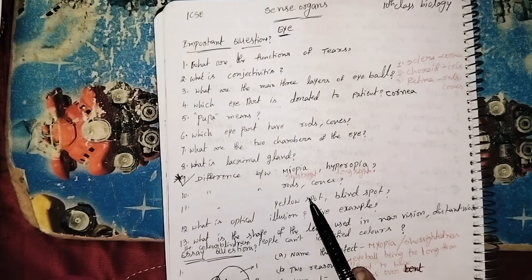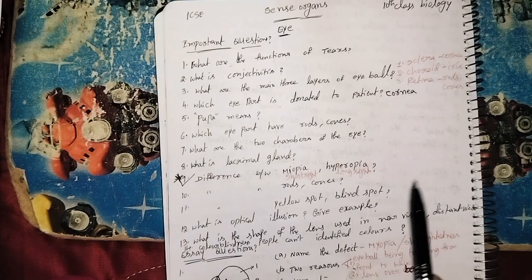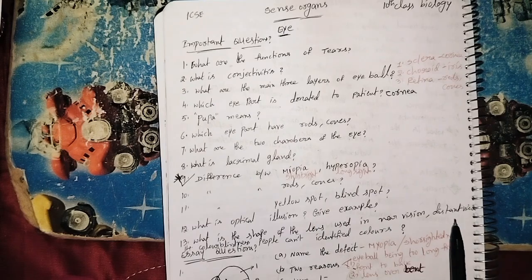Difference between yellow spot and blind spot. What is the optical illusion? Give example. Next, what is the shape of the lens used in the near vision, distant vision? What is color blindness? People can't identify which colors. So, in this chapter, these are all very important questions.